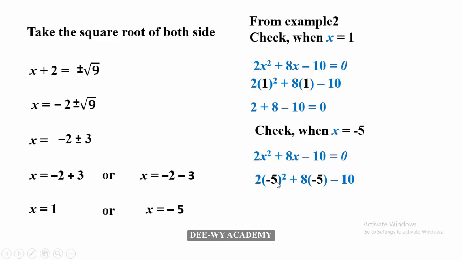Now minus 5 squared will give us 25. 25 times 2 will give 50. 8 times minus 5 will give minus 40, and we have minus 10 here. So from this, we have 50 minus 40 minus 10. When you subtract 40 from 50, you have 10. And 10 minus 10 will give us 0. It means that the value of x equal to minus 5 satisfies the equation, which means our value is correct.